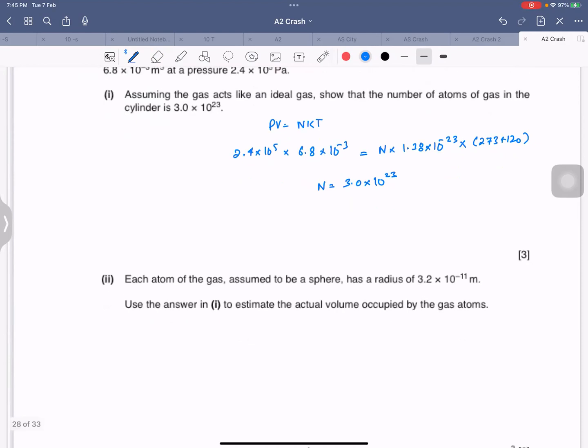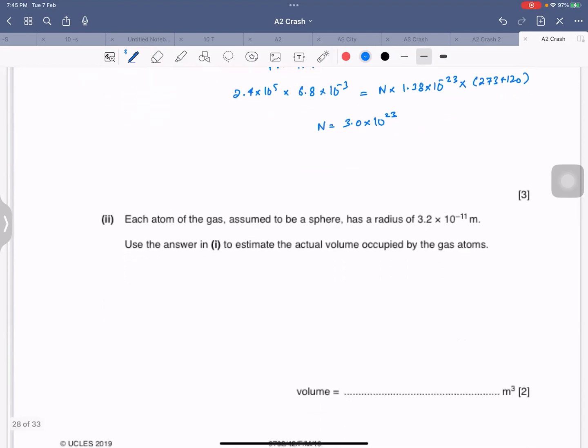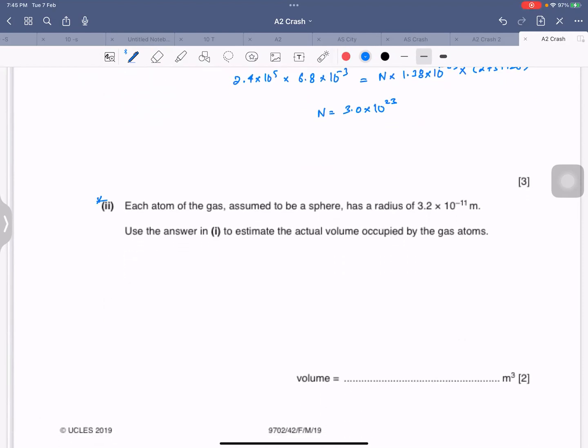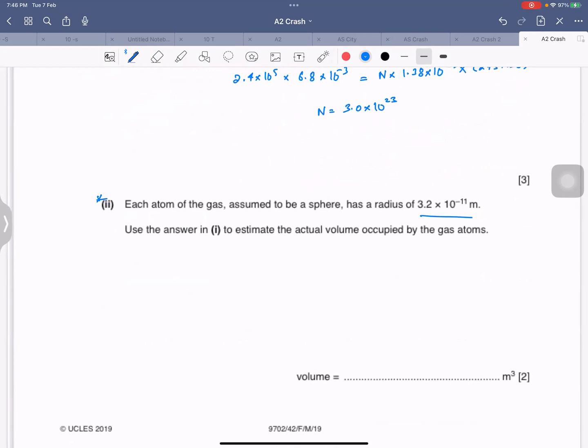That's cool. And then this question I wanted to do because this is a different one. It says each atom of the gas is assumed to be a sphere of radius this one, right? Now, use the sphere formula and your answer to estimate the actual volume occupied by the gas atoms. So we know that volume of a sphere is 4 by 3 pi r cube. So we're going to do 4 by 3 pi and 3.2 times 10 raised to minus 11 cube. Can you find the volume of one particle?